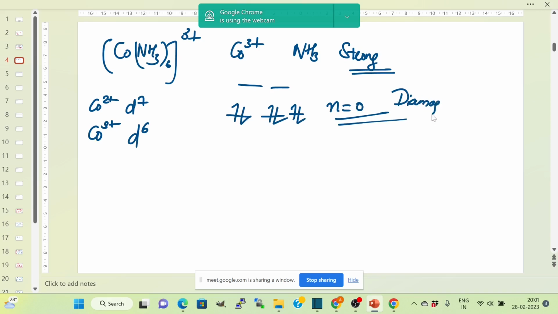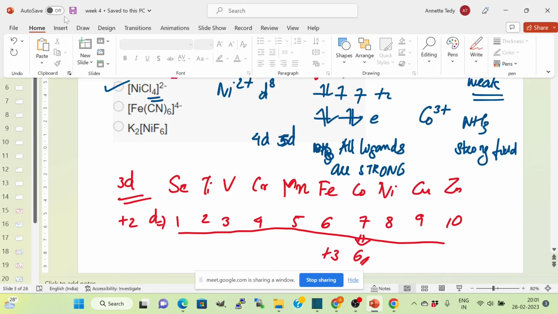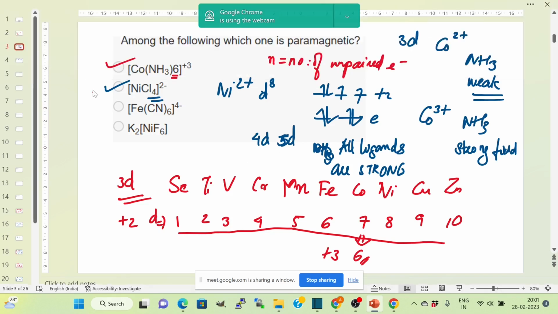So whoever answered diamagnetic in the chat box, you guys are absolutely right. I am really sorry for the mistake. I should have emphasized this in the beginning. So basically, my earlier answer is not right. This is diamagnetic. So you guys also have to be very careful.